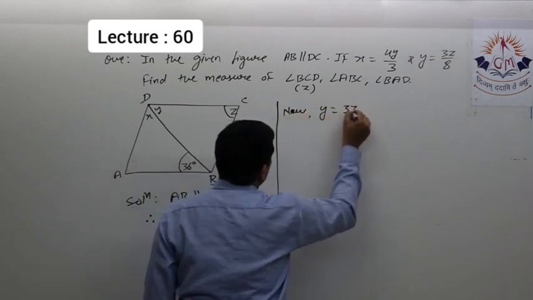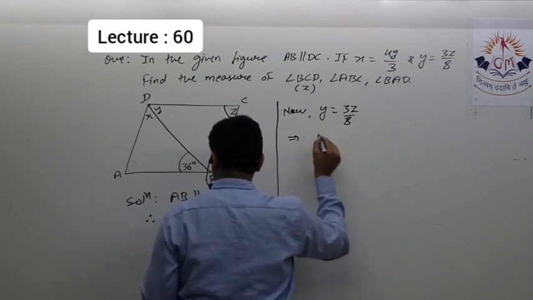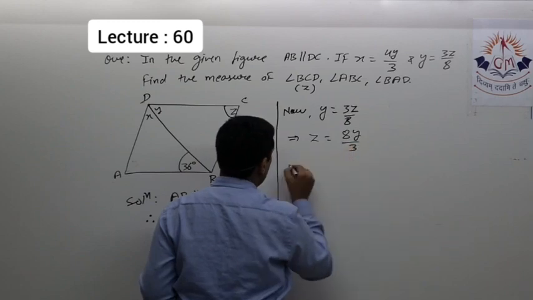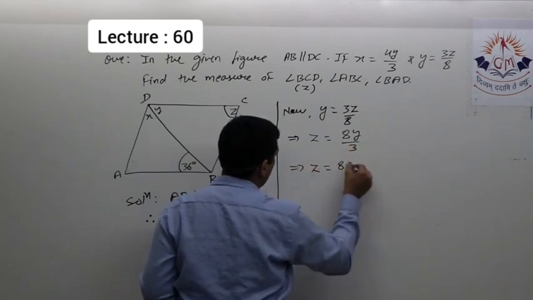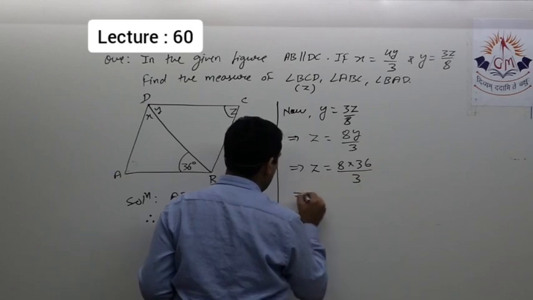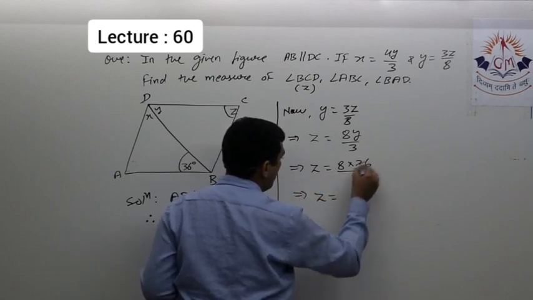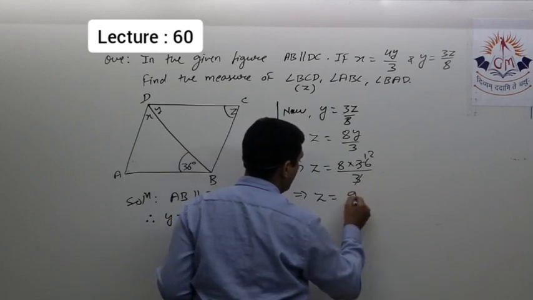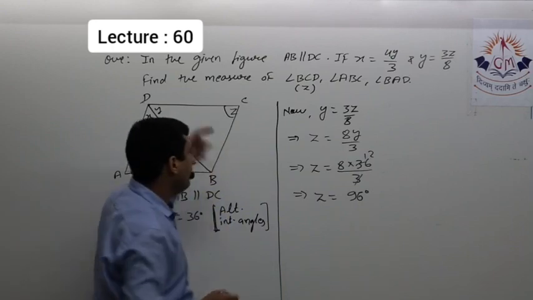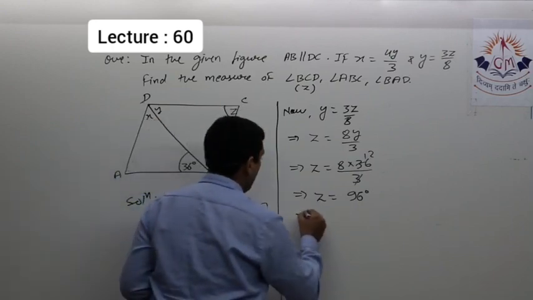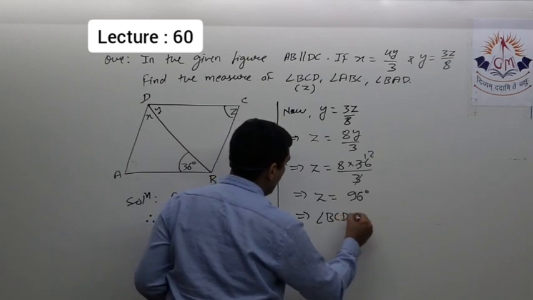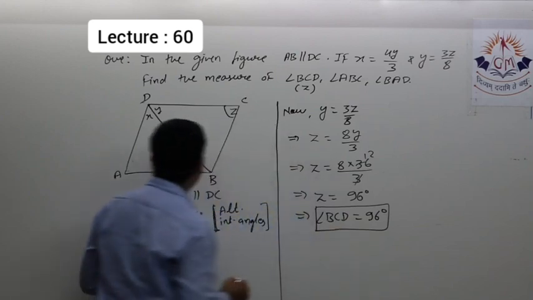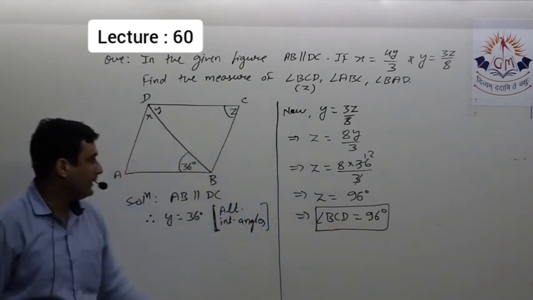Now y is equal to 3z upon 8, therefore z is equal to 8y upon 3, therefore z is equal to 8 into 36 upon 3, therefore z is equal to 96. So I got the measure of z, that means I got the measure of angle BCD. Therefore angle BCD is equal to 96 degrees. So this is the first angle that I obtained, angle BCD, that is z, 96 degrees.